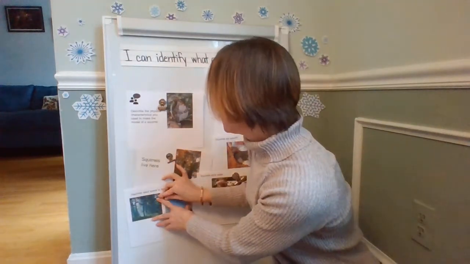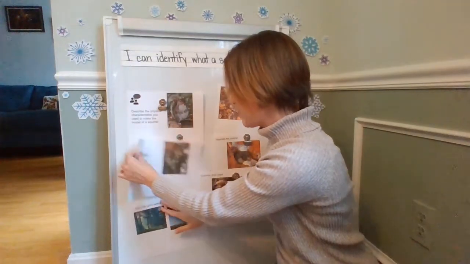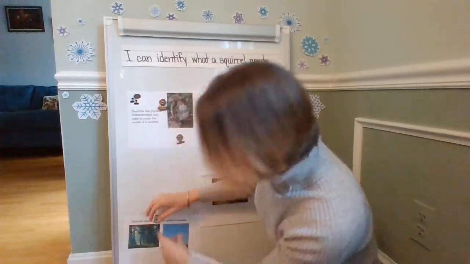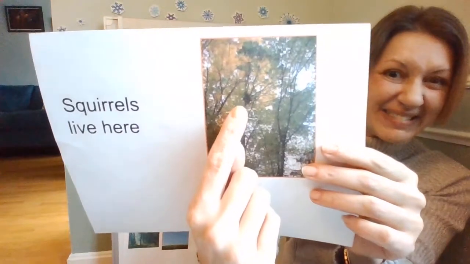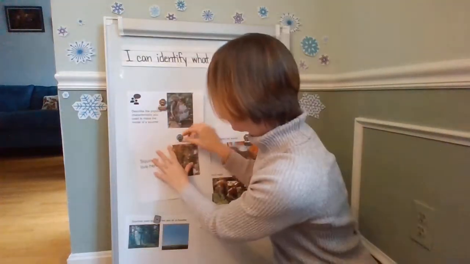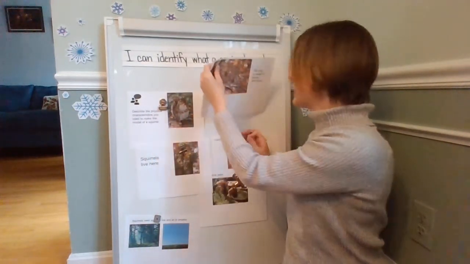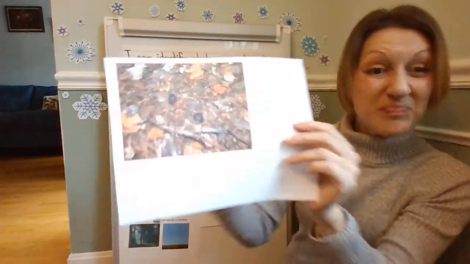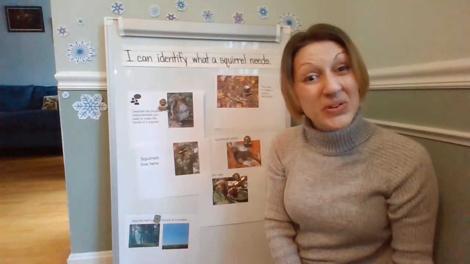And we also found out, remember here in this picture where we were talking about where squirrels live? And didn't we say squirrels live here? And do you remember the dray? The dray is this part. So, remember, the dray is made out of sticks and leaves. So we found out today what a squirrel needs.